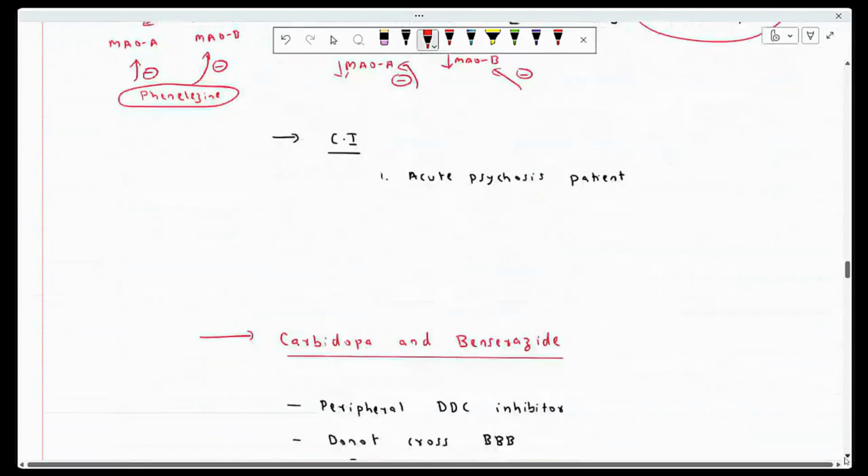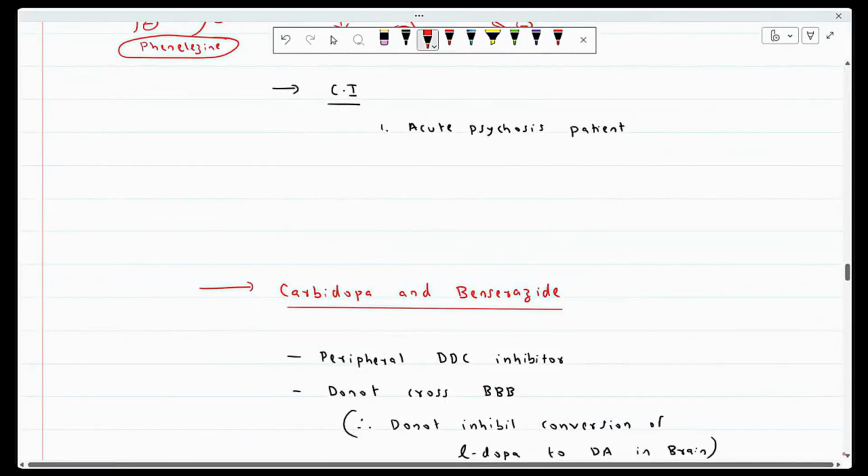Hope it is clear. Now, where is it contraindicated? Yes, in acute psychosis patients. In an acute psychosis patient, you will be giving an antipsychotic drug, so the treatment will be to reduce the dopamine. So if you give levodopa in that case, the dopamine will increase. So that is why it is contraindicated in acute psychosis patients.